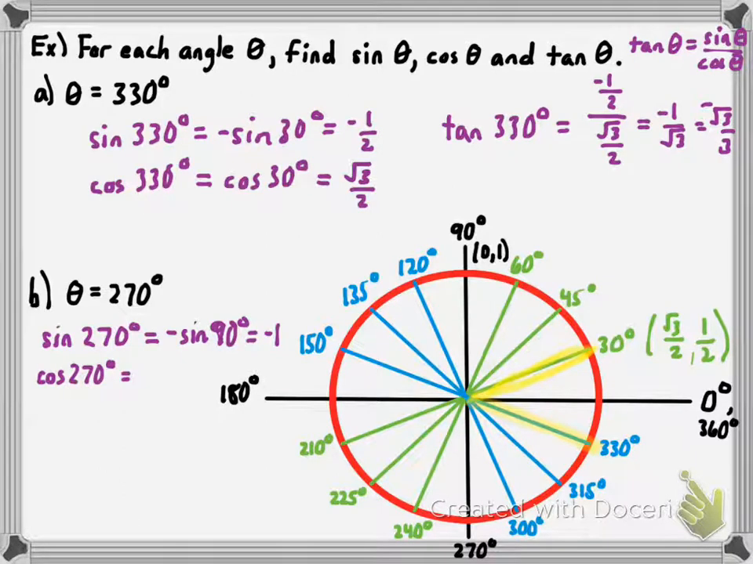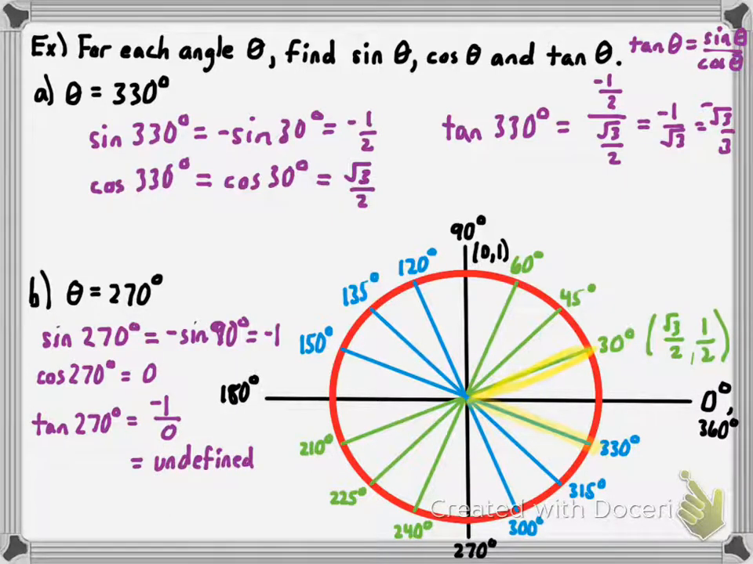The cosine of 270 would be equal to the cosine of 90 degrees because, well, these x-coordinates are exactly the same as one another, aren't they? So it's equal to 0. And then the tangent of 270 would equal the sine of 270 over the cosine of 270. And since you can't divide by 0, that means the tangent of 270 is undefined.